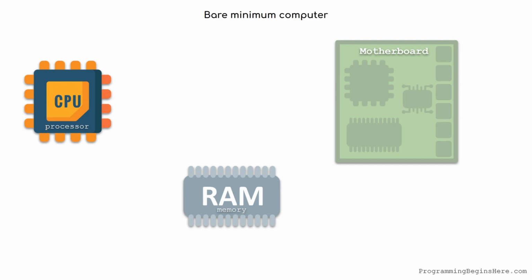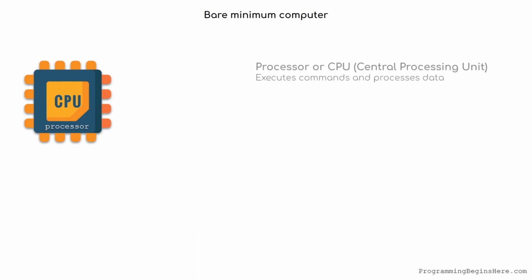Let's start with the processor, or CPU, which stands for Central Processing Unit. The processor is responsible for the computation and data processing which the computer does. It has a predefined set of very simple commands, like add one number to another or move some data from one place to another, but it is able to perform billions and billions of these basic operations every second, which makes it look like it does something very complex in a blink of an eye.